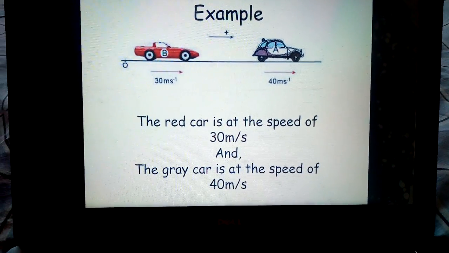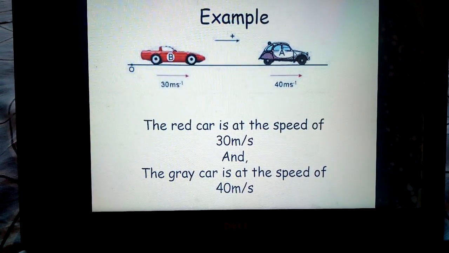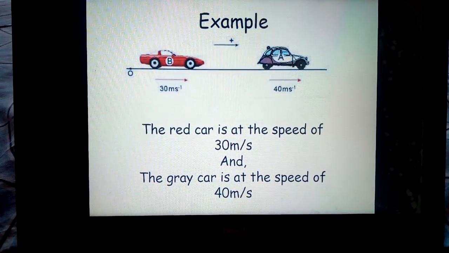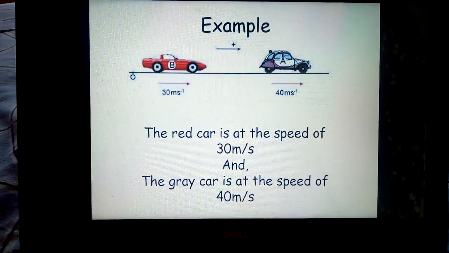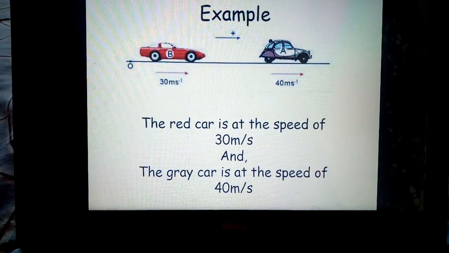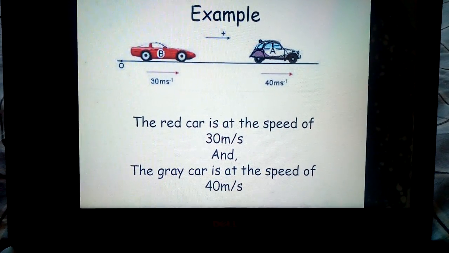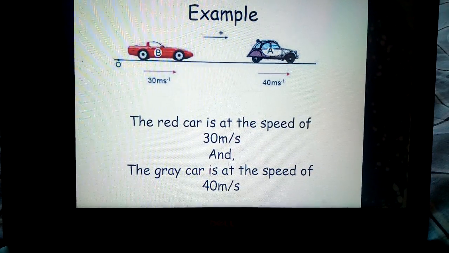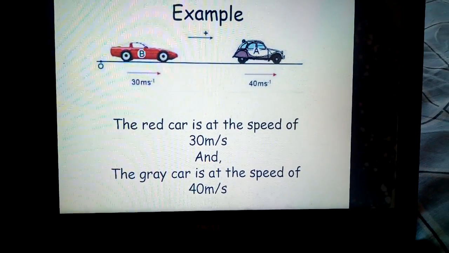For example, when we talk about two cars moving with different speeds, car A is moving with a speed of 40 meter per second and car B is moving with a speed of 30 meter per second. The red car is at a speed of 30 meter per second and the gray car is at a speed of 40 meter per second. That is, the red car is covering 30 meters in 1 second, and the gray car is covering 40 meters in 1 second.